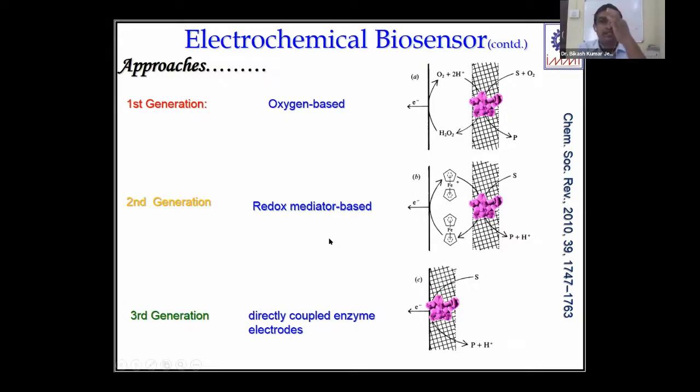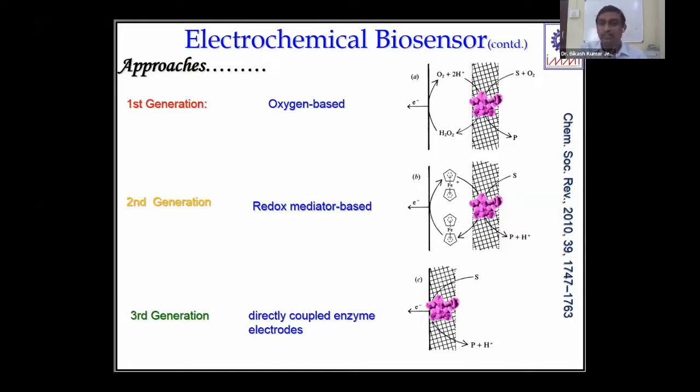Further, the second generation was developed, where they used a redox mediator to catalyze this process very fast, because hydrogen peroxide does not come to the electrode surface quickly. So they used some redox mediator. When the enzyme oxidizes some molecule, it gives the electron to the redox mediator, and the redox mediator gets quickly reduced. That cycle takes place very quickly if you use a redox mediator. So the sensitivity increases and the speed of monitoring increases. That gives you the second generation.